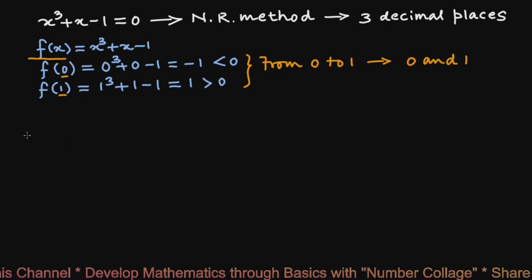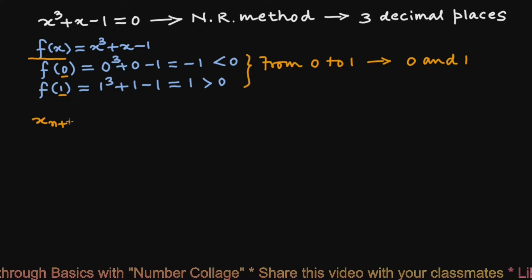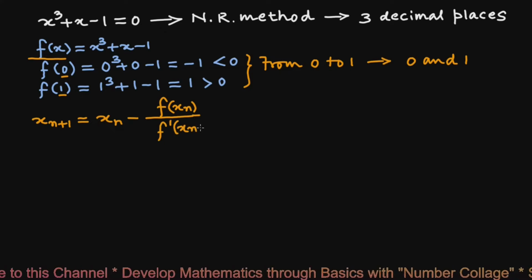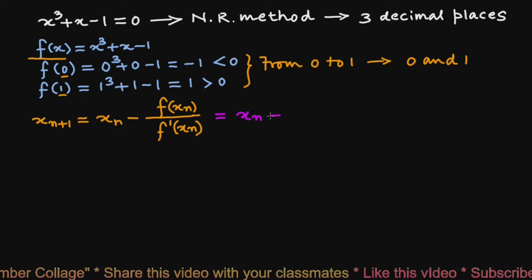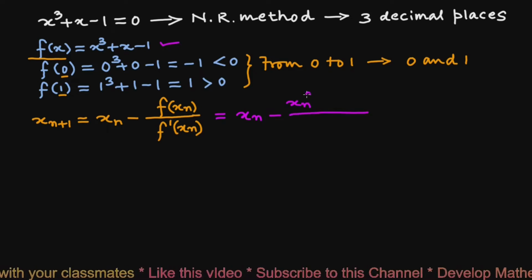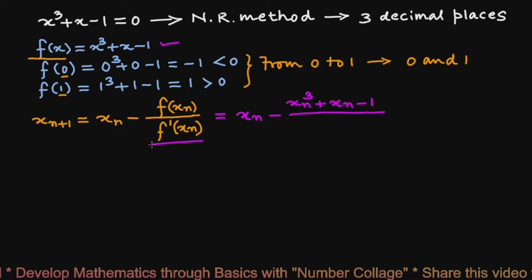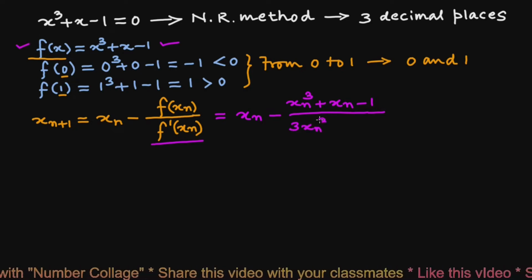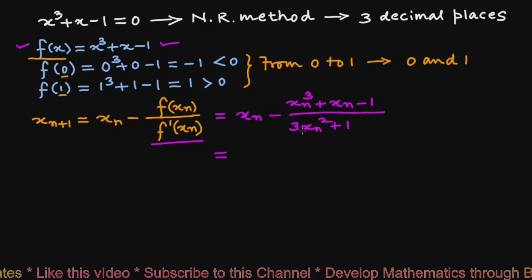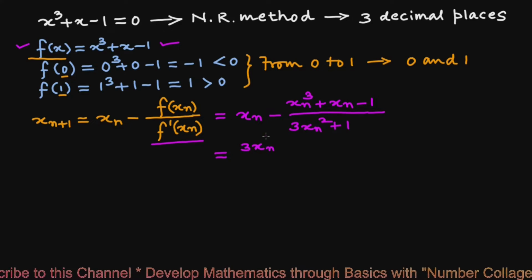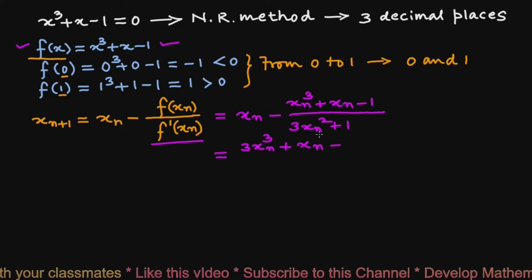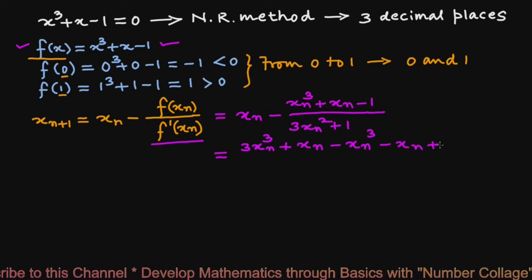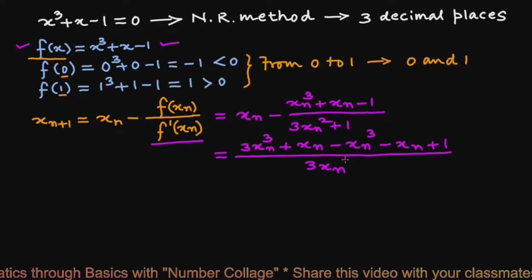Now by Newton Raphson method, we have x of n plus 1 equals xn minus f of xn upon f dash of xn. This will be xn minus xn cubed plus xn minus 1 upon f dash xn, which will be the derivative of f(x), 3 xn squared plus 1. Multiplying, xn times 3 xn squared is 3 xn cubed plus xn into 1, xn, minus xn cubed minus xn plus 1, upon 3 xn squared plus 1.